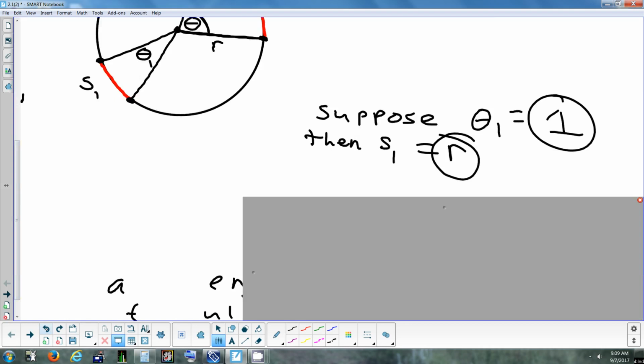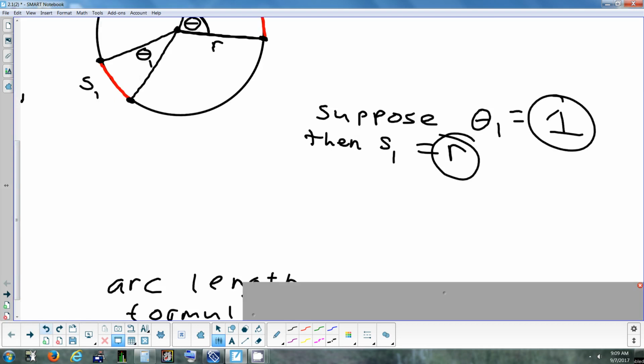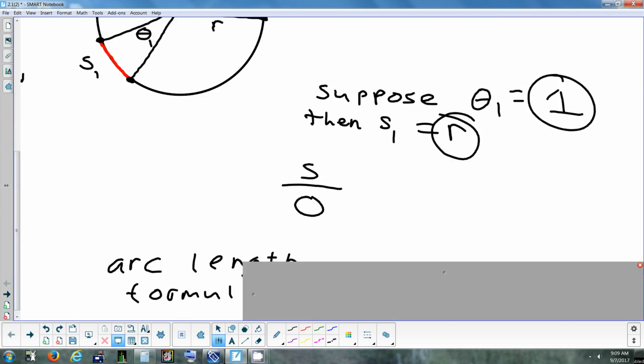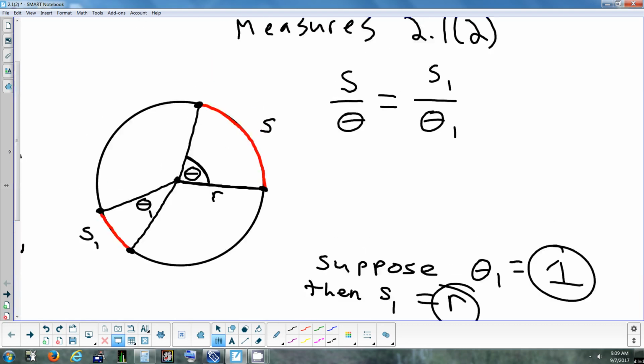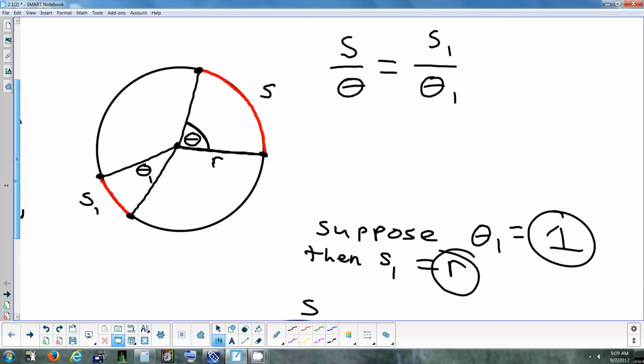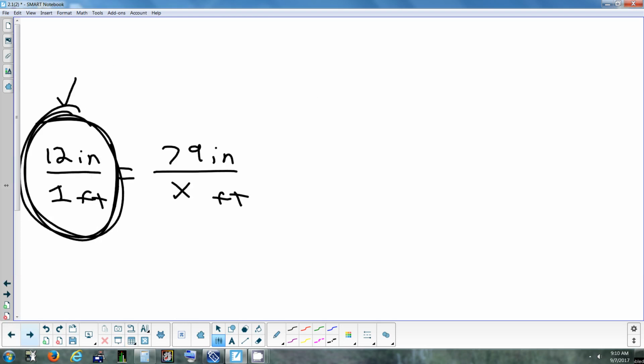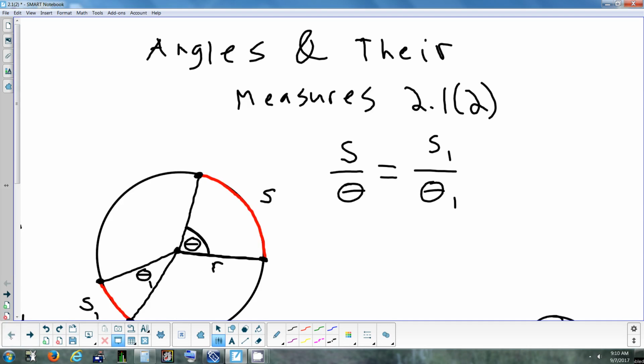Right, so let's fill that in. We're going to leave the s and the theta on the left. We're not going to fill anything in for that. But on the right, we're going to fill in r for s1, and we're going to fill in 1 for theta. So what I just wrote right here, it's the fact that I can start with to figure out anything else that I want to know. If you didn't have that, you can't do anything.